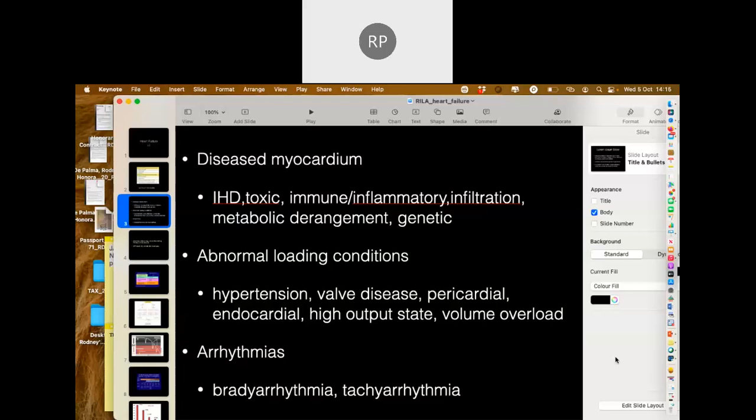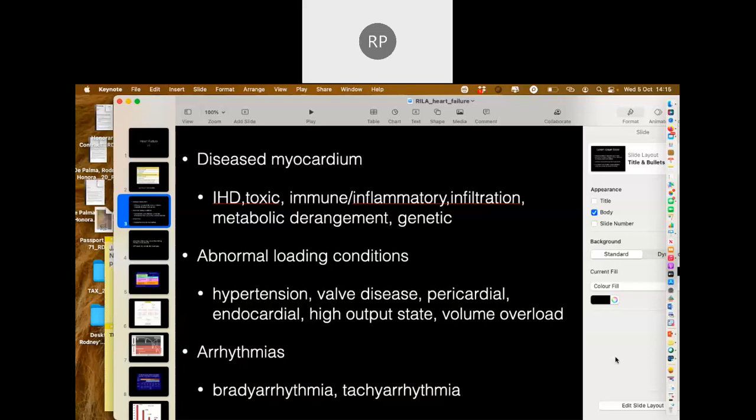So significant valve disease, pericardial disease that's severe, particularly constrictive pericarditis, endocardial conditions which are relatively rare in high-income countries, but you can sometimes see in Africa. High output states, and these relate to large arteriovenous malformations, again, relatively unusual, and then volume overload, which is frequently iatrogenic. So you often see this kind of category in hospitals.